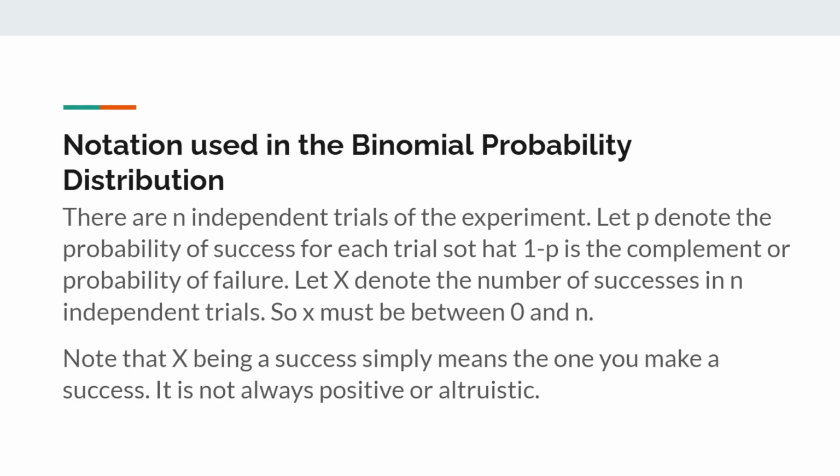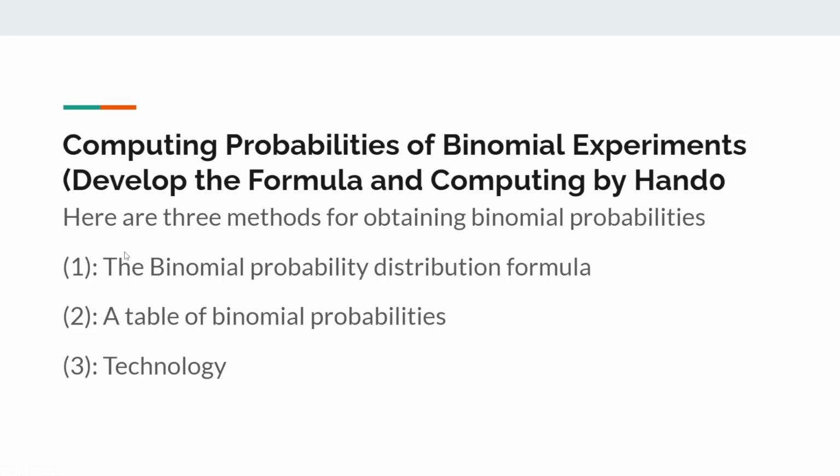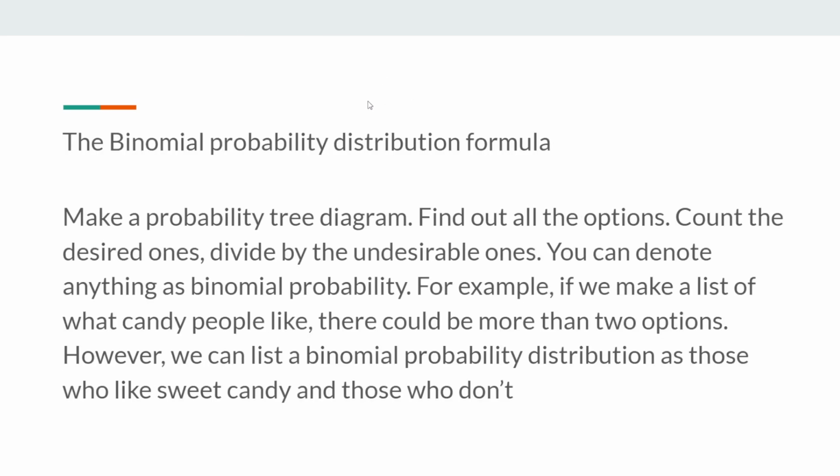So let X denote the number of successes in n independent trials. So X must be between 0 and n. That's some notation here. X should actually be capital right here, but it's fine. And here's my note there. We'll get to this a little bit later. I don't know why there's an O right here. But we can make a probability tree diagram and find out all the options.